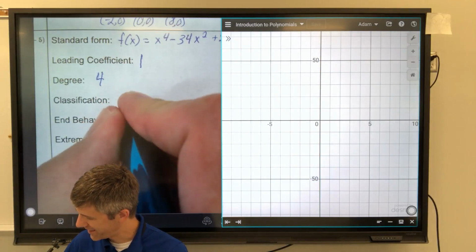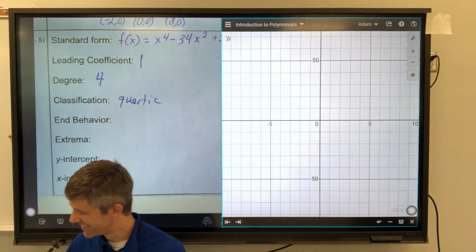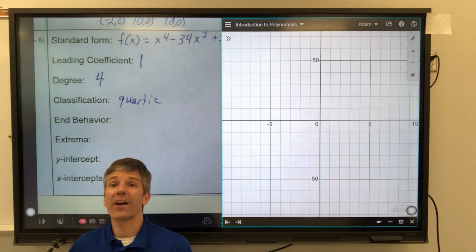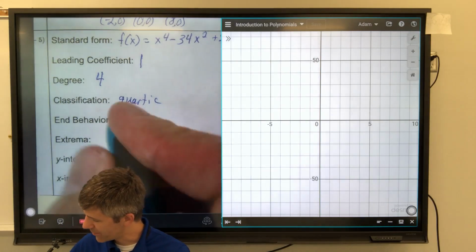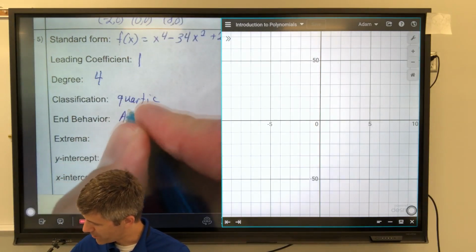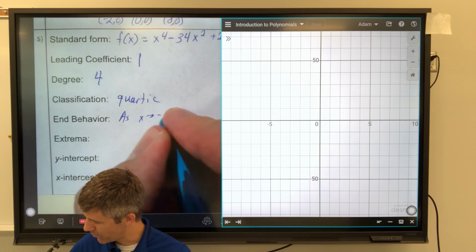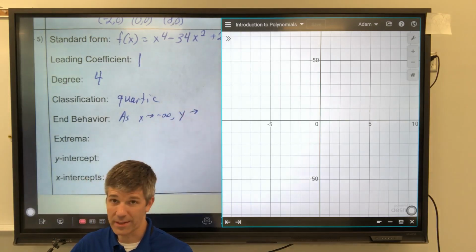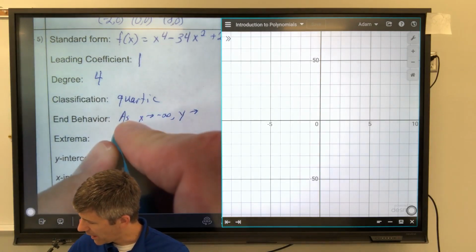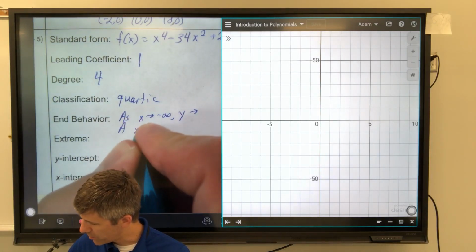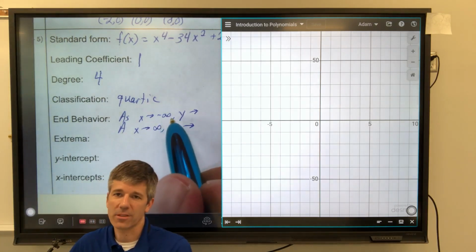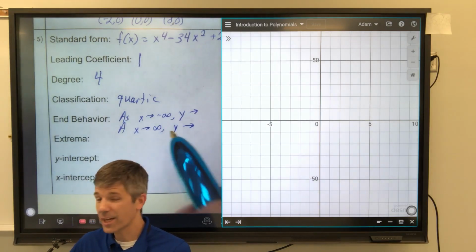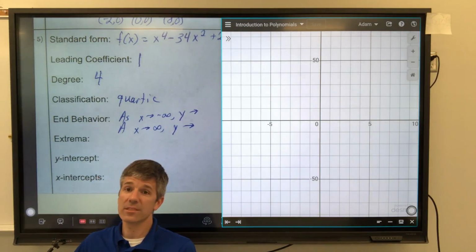Anyway, leading coefficient is an understood one. The degree is a 4, and this is a quartic. And then the end behavior of this thing, we're going to graph it. And when we graph it, we'll be able to see what happens. Let's go ahead and start our sentences. As x approaches -infinity, y approaches something. Don't know what that is yet. And then as x approaches +infinity, y approaches something. So as we go to the left, what happens to the graph? As we go to the right, what happens to the graph? Later we're going to identify some shortcuts with this and simplify the notation. I mentioned that earlier, but we're going to hold off on that one.